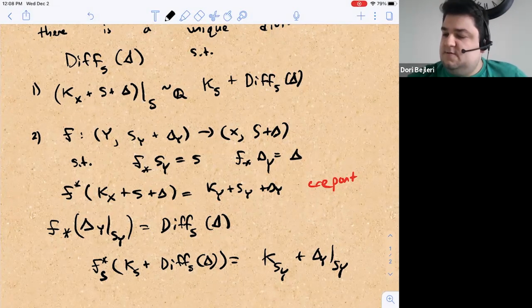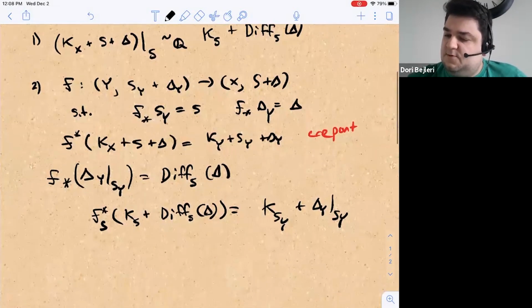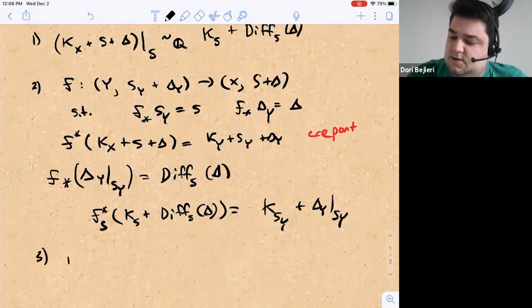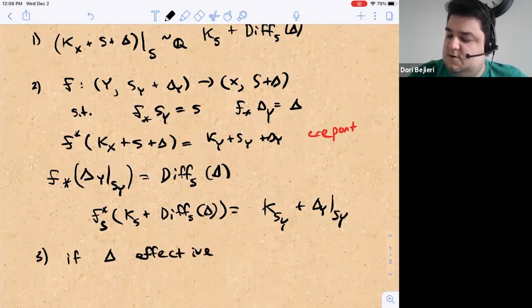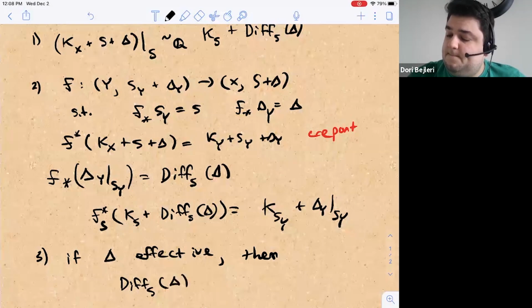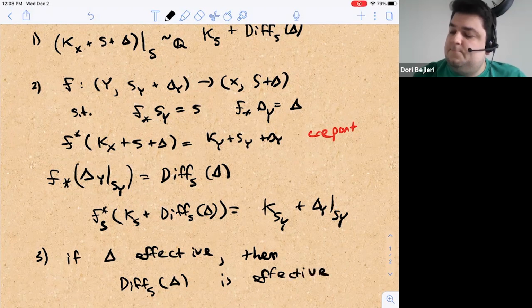And then from part 2, we see that if Δ is effective, which is really the case we care about, then the different is effective, which is definitely not clear from the definition in terms of the dualizing sheaf or the canonical sheaf. But it is clear from this definition because Δ_Y is effective and also shares no components with S_Y. So when we restrict, we get something effective.